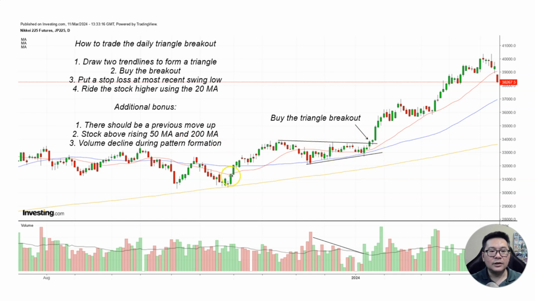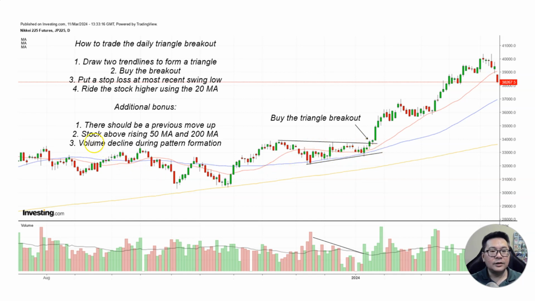And here are some additional bonus things. First of all, there should be a previous move up. You can see the stock form a double bottom. Here it rose up higher, and then it traded sideways to form a triangle pattern. So this is a previous move up, and this is actually a continuation pattern.